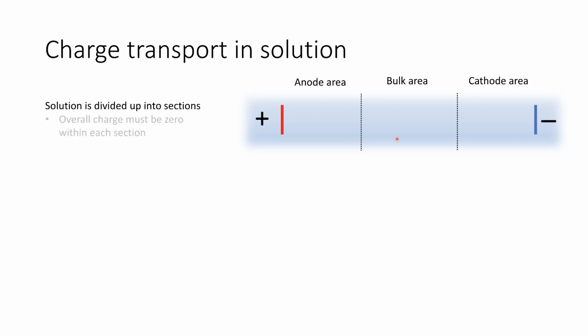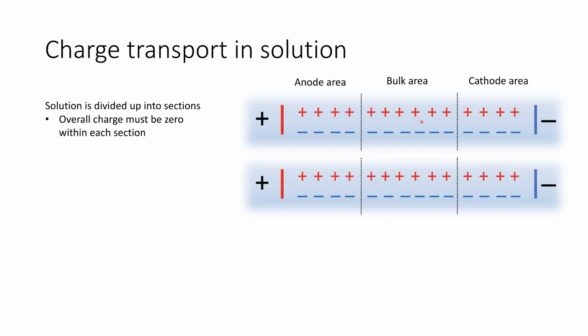The next thing we need to say is that the overall charge in each section must be zero. So whenever we have a solution in equilibrium, the charge is moving around, we must have an equal charge distribution. So in the anode area, we have an equal number of positive and negative charges. In the bulk area, we also have an equal quantity of each, and likewise in the cathode area, we have an equal quantity of each. So this sets up our model to start consideration.